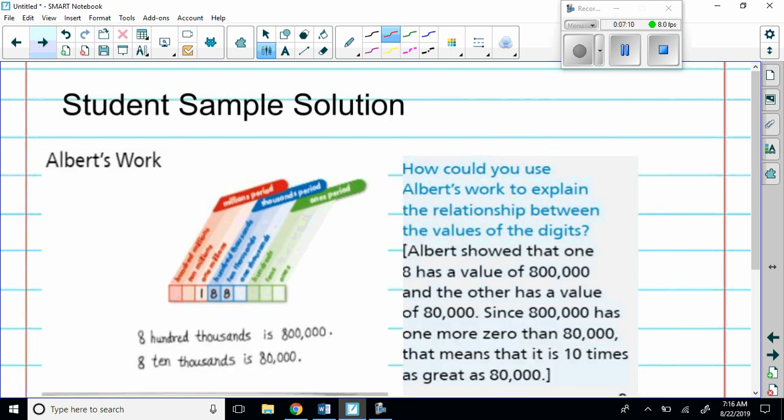If we look at Albert's work, Albert also wrote in a portion of the problem in the place value chart, and he wrote that 800,000 is 800,000, so he wrote it in word form and in number form, and then he wrote 8 10,000s is 80,000. So Albert showed that one of the 8s has a value of 800,000 and the other has a value of 80,000. Since 800,000 has one more zero than 80,000, that means that it is 10 times as great as the 80,000.